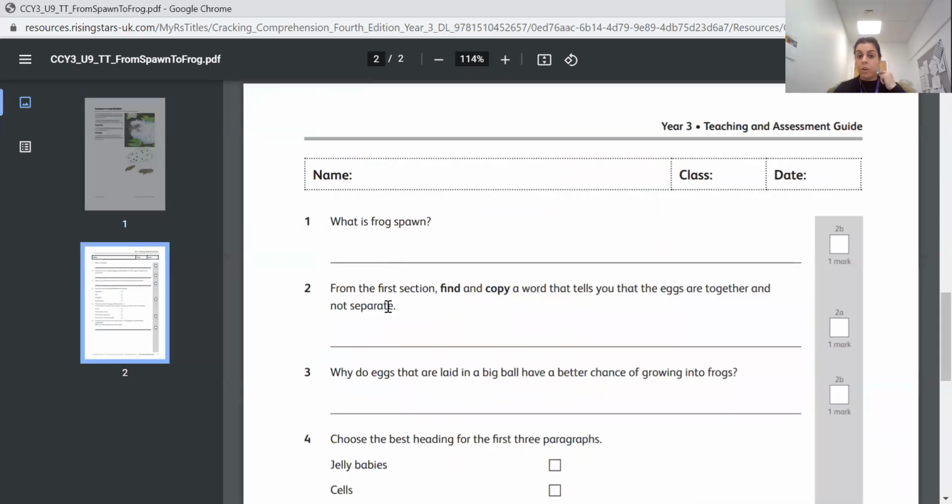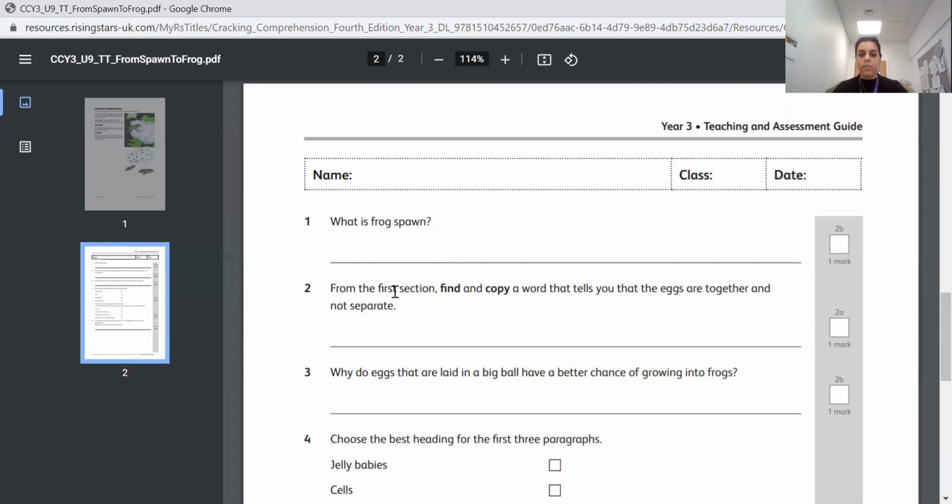Our second one, and remember, you can always tick your answers as you go, but really try to work out the answer before I tell you the answer. From the first section, find and copy a word that tells you that the eggs are together and not separate. Find and copy. That means if you write a word here that is not in the text, you won't get this mark. You have to copy it exactly. You can't spell it wrong either.